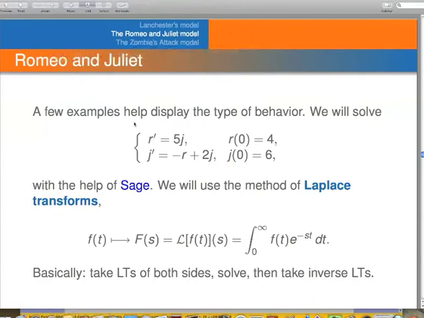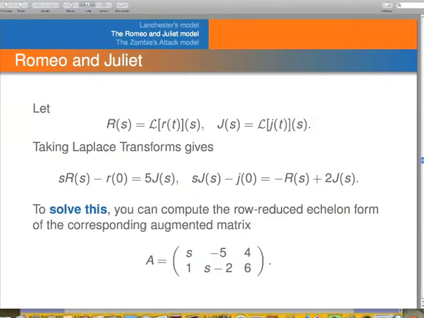Okay, so let's take an example and try to solve this system right here with the help of Sage. We know how to solve this kind of system using eigenvalues and eigenvectors, so let's try a different method. Let's see how Sage can help us solve the system using Laplace transforms. The Laplace transform changes derivatives of lowercase r of t to multiplication by s in the s domain. So when we take the Laplace transform of the lowercase letter, we replace it by the uppercase letter. That's our notational convention here.